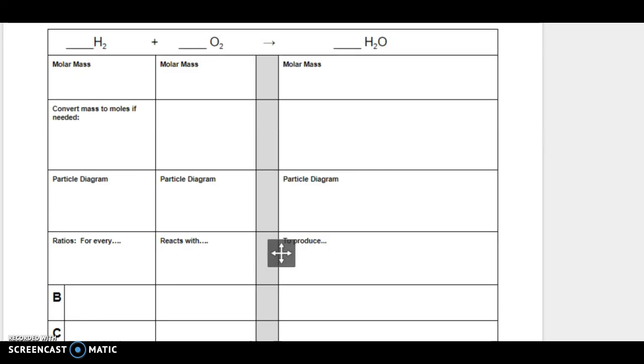Now next page, what's going to happen? Now let's work it through the way we're used to seeing it. So my ratios from the first page are still going to be 2, 1, 2. Molar mass, I trust you can find that, and then 18.02 grams per mole for water.